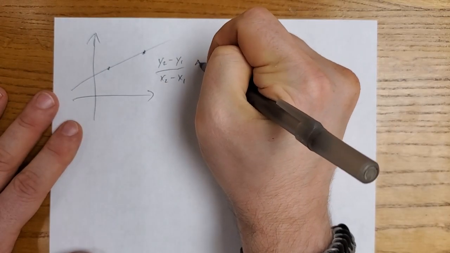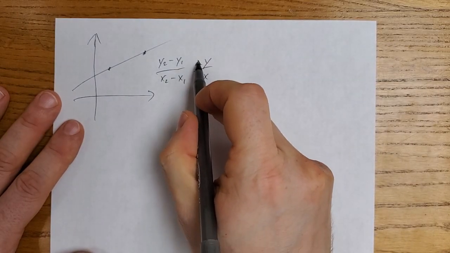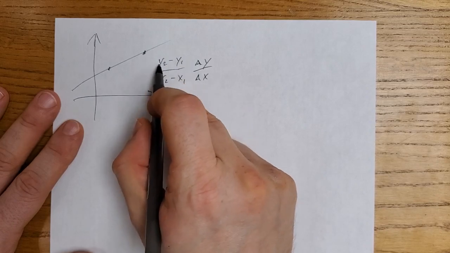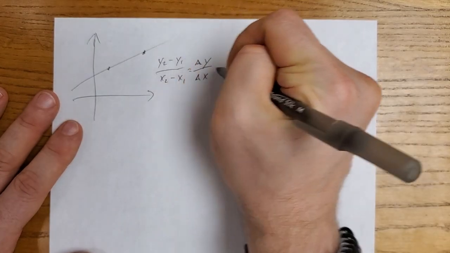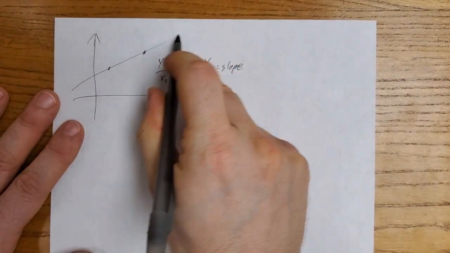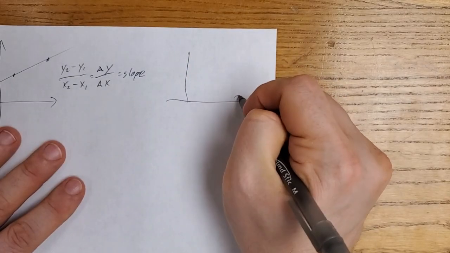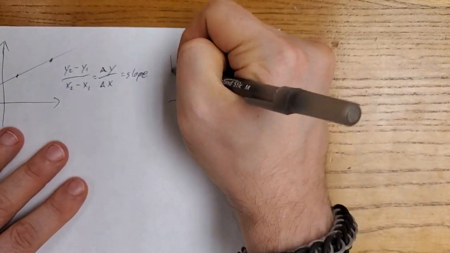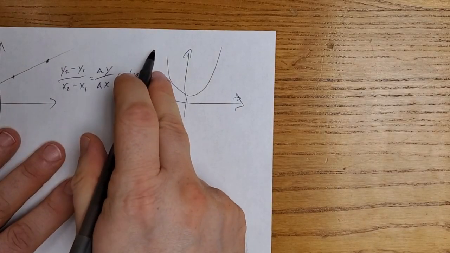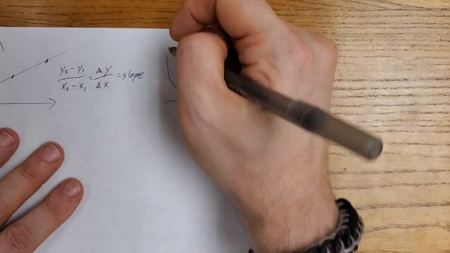And sometimes we might write that as delta y over delta x, delta just meaning the change in, meaning you're subtracting, you're finding the difference between the two, right? And that equals the slope. And if you have a straight line graph, the slope is constant across the entire thing. But if we have something more like a parabola, the slope is not the same.